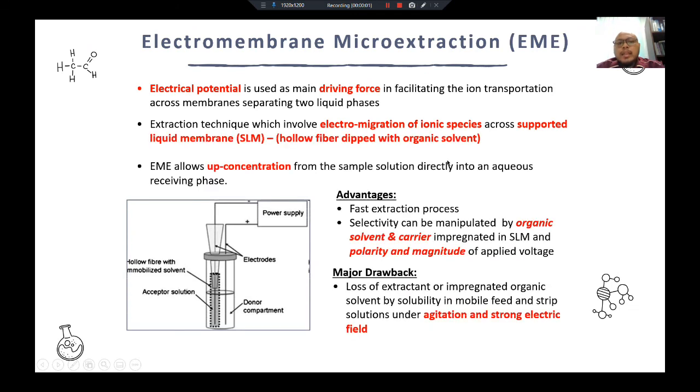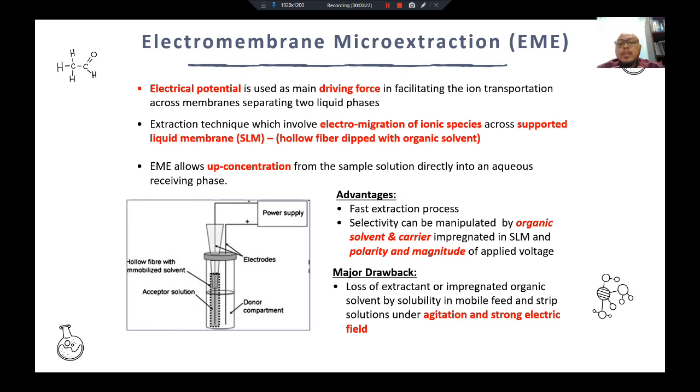Okay, now let's look at electro membrane extraction. Electro membrane extraction is more or less a hollow fiber three-phase system, still using hollow fiber. Inside here we have the acceptor solution, and the hollow fiber is impregnated with the solvent. So it's about the same.